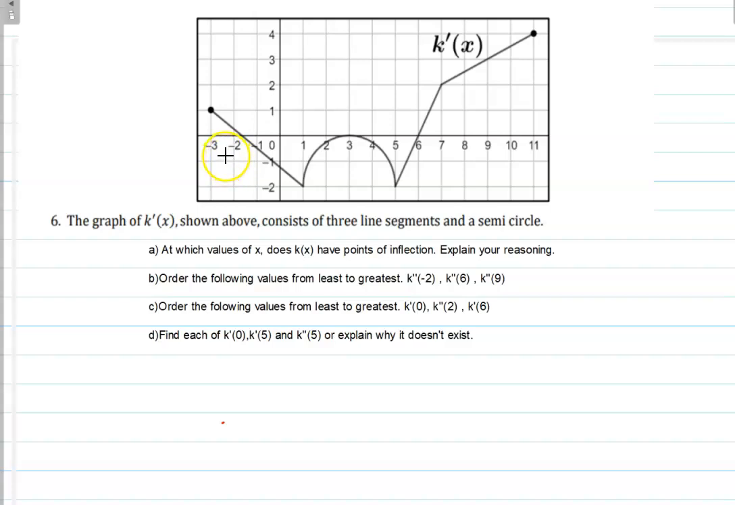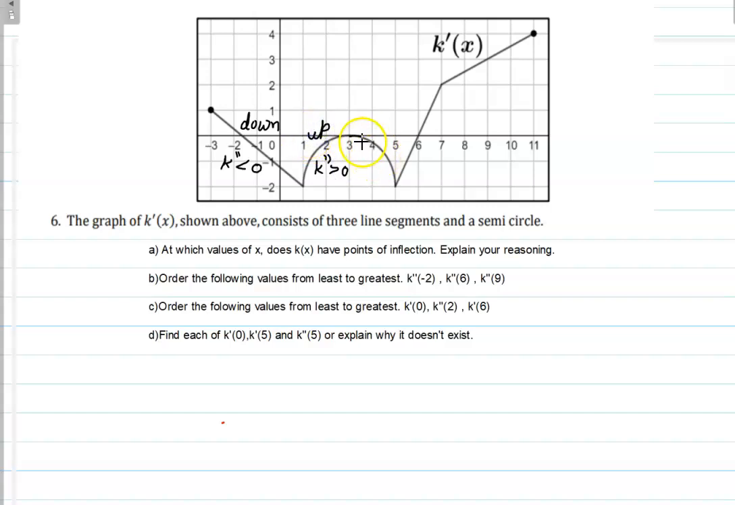That means k double prime would be negative. And when the second derivative is negative, the function is concave down. From 1 to 3, the graph is increasing. That means its slope would be positive. That means k double prime, the second derivative, would be positive, and this is going to be concave up.